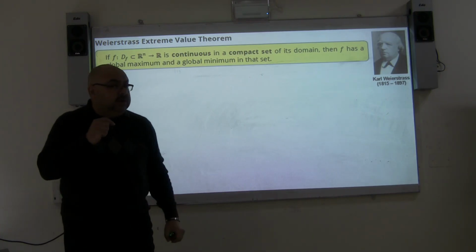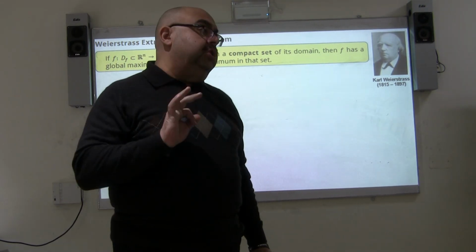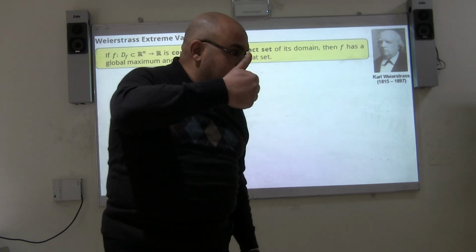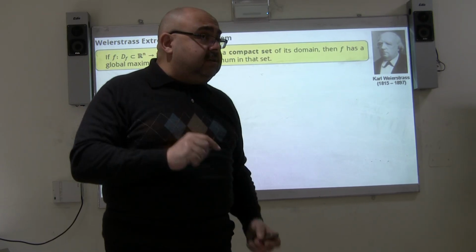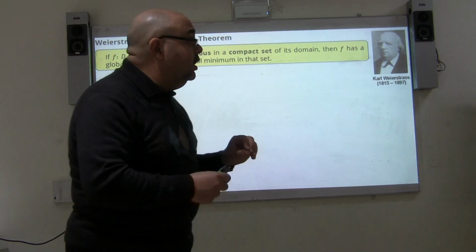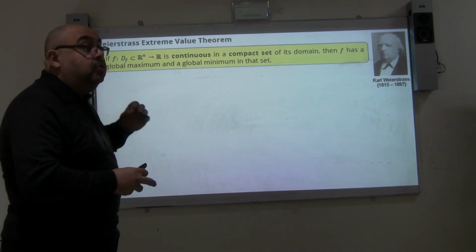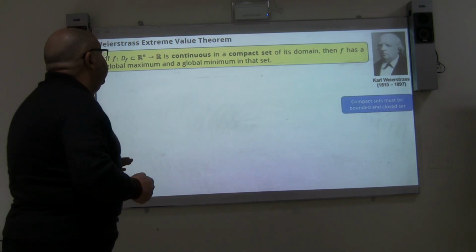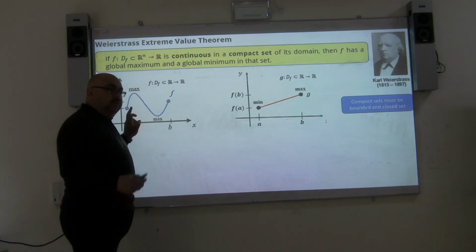So for this function, I can apply Weierstrass theory if I have the following conditions. Number one, the function is continuous. Number two, the set is compact, which means it is closed and bounded. If I have this, then your function is going to have a maximum and a minimum over this set.